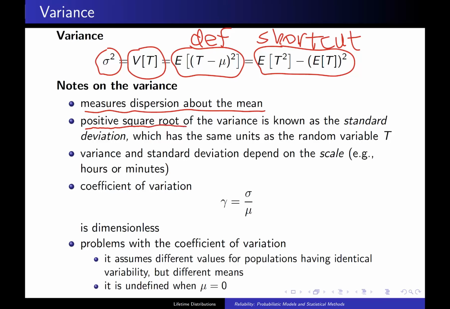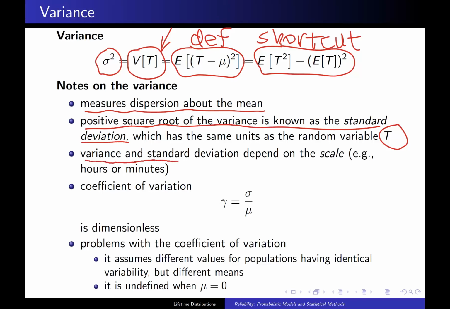The positive square root of the variance is known as the standard deviation, and that standard deviation has the same units as the random variable t. So if t is measured in hours, then the variance of t will have units hours squared, whereas the standard deviation will have units hours.